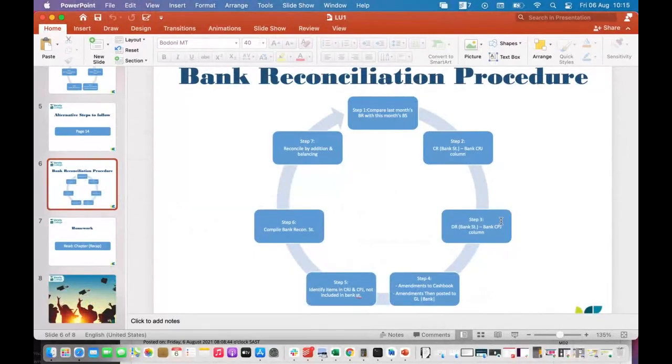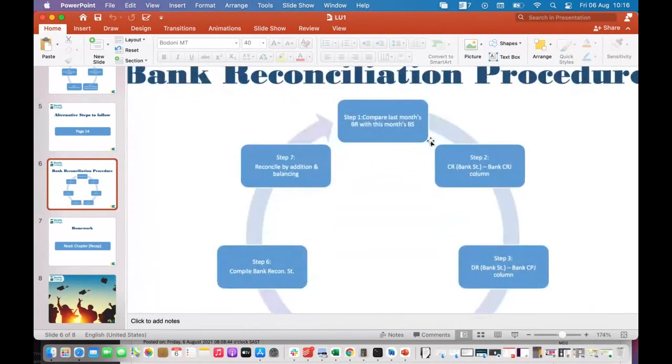When you practice this, I want you to be practicing it with the steps nearby. Obviously in your test and exam, you won't actually have these steps, so you're going to need to know these off the top of your mind. The only way to do that is to practice, practice, practice. So step number one, compare last month's bank reconciliation with this month's bank statement.